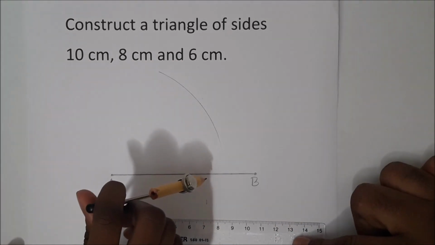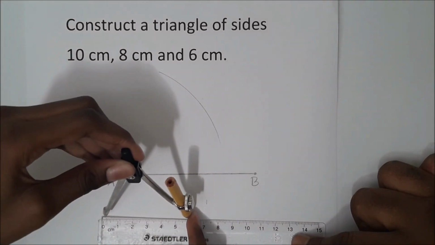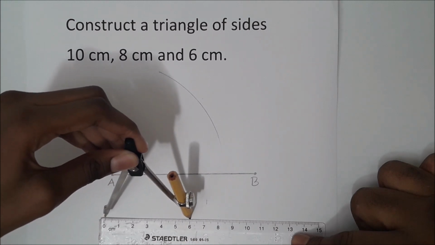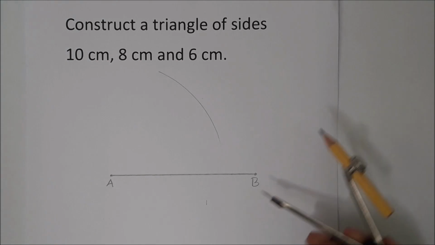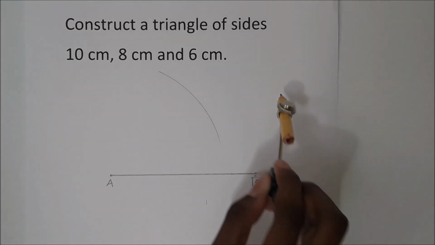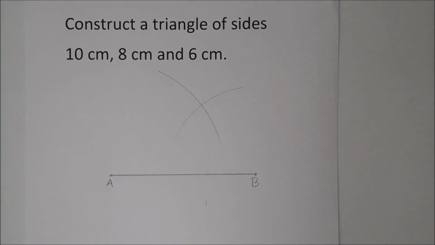Next. Then draw the 6 centimeter line. Okay, she's doing them in order. We did 10, now you're doing 8, now you're doing the 6. Extend the compass to 6 centimeters. Got it? Okay. Then go to point B and draw an arc to cut the arc. Very good.